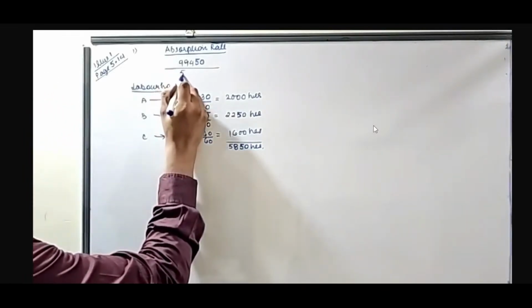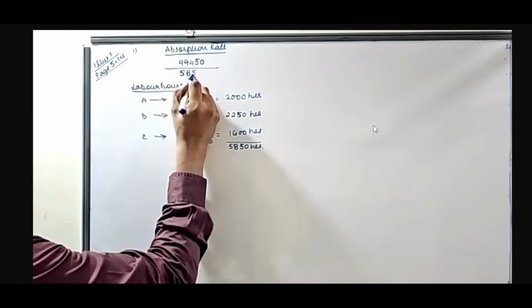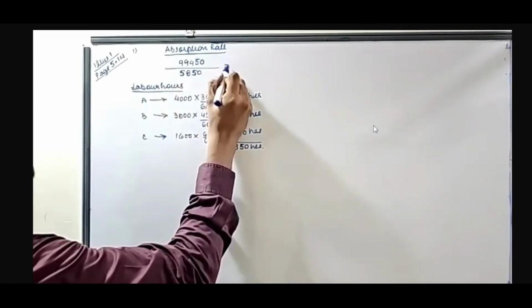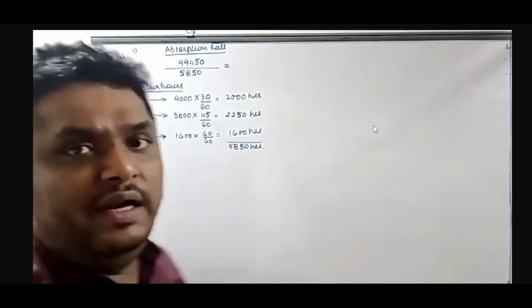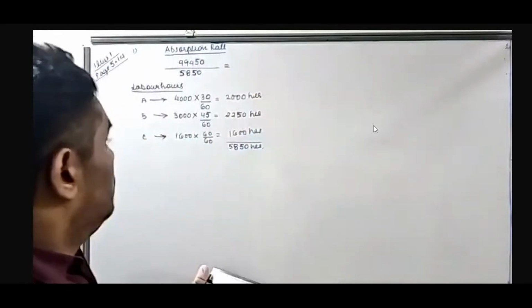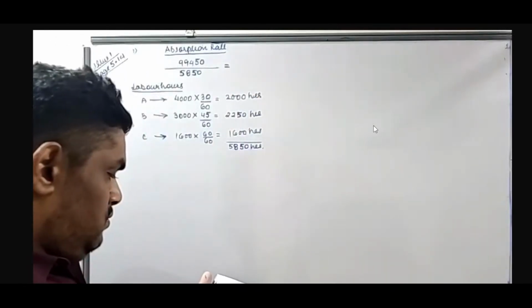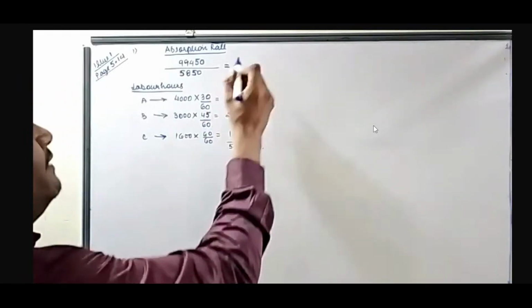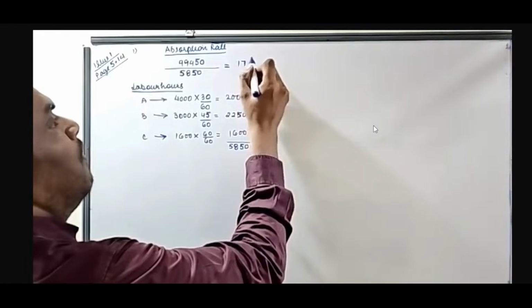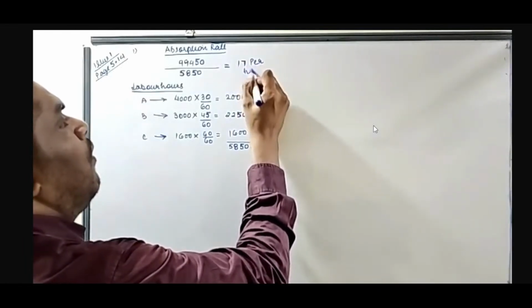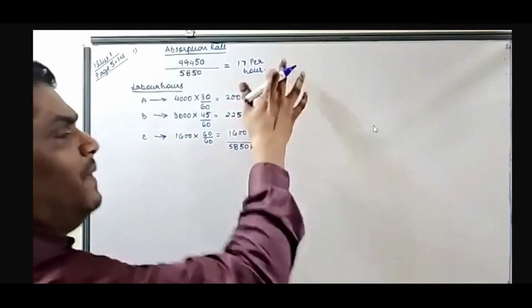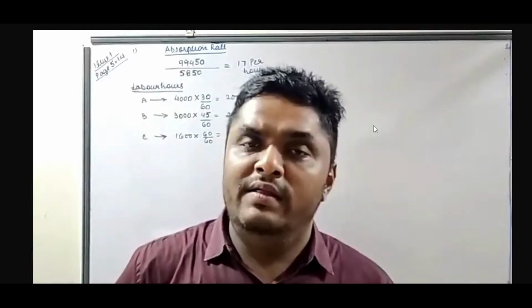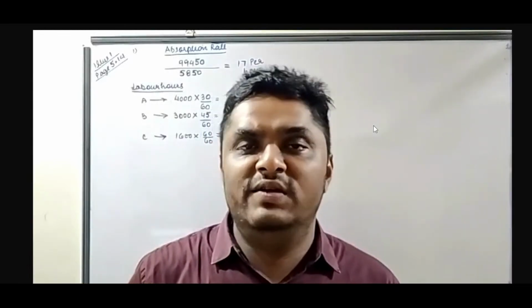So if we divide the overheads by 5,850 hours, we get the absorption rate, that is the rate per hour. That is 17 per hour. This part we have already learned in overheads. That is total overheads divided by basis of absorption, we will get the absorption rate.